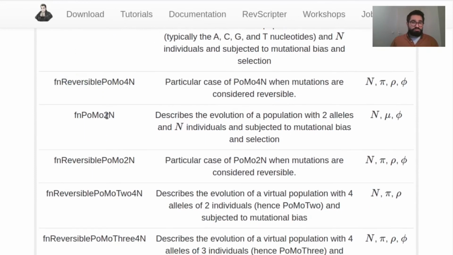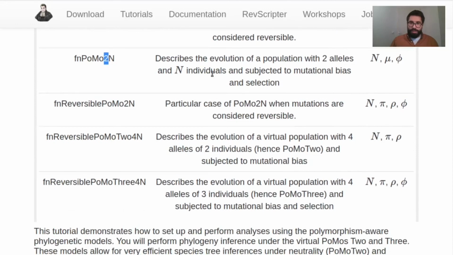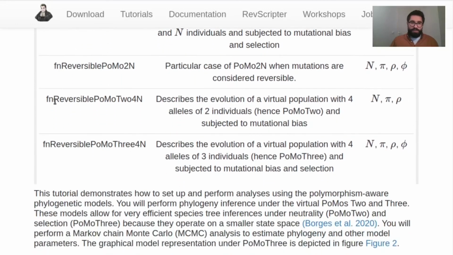We can also, instead of using 4 alleles, have the situation of 2 alleles, and there are also functions for 2 alleles or biallelic models. And finally, we have the reversible POMO 2 and reversible POMO 3. These are essentially the virtual POMOs, and actually we'll be using them today to do phylogenetic inferences. And long story short, these virtual POMOs try to represent the population dynamics that happens on a much larger population by using the smallest possible virtual population size. In this case, 2 virtual individuals, and in this case 3 virtual individuals.